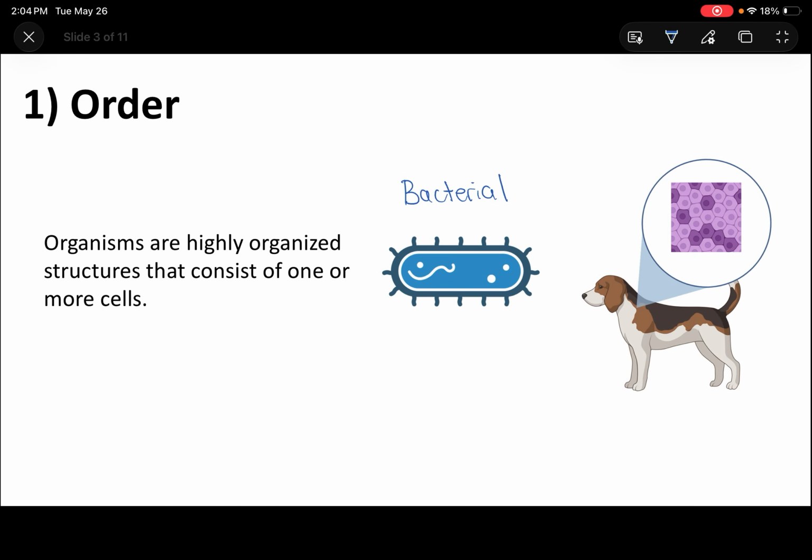We also have an image of a cute little dog. Dogs are multicellular organisms made up of lots of different types of cells that all work together in an organized, consistent manner. And so although we can have single-celled and multicellular organisms, they all are highly structured and highly organized.